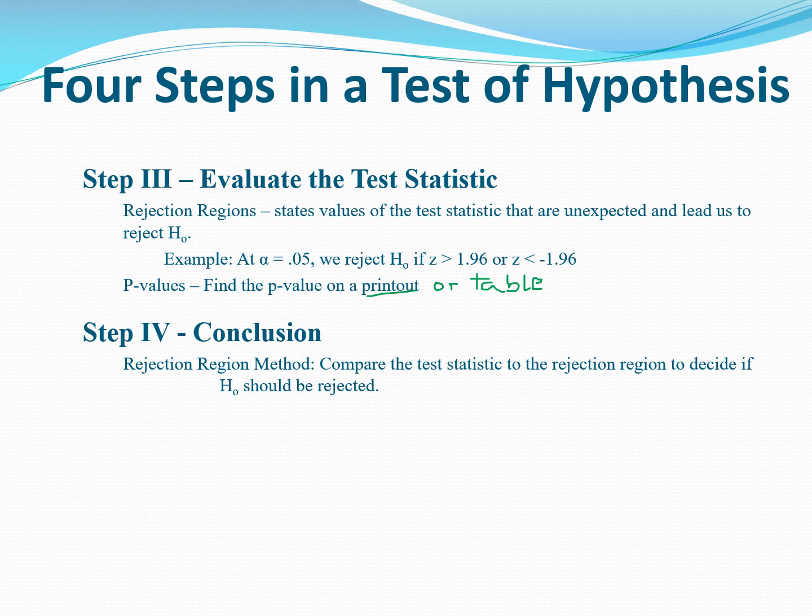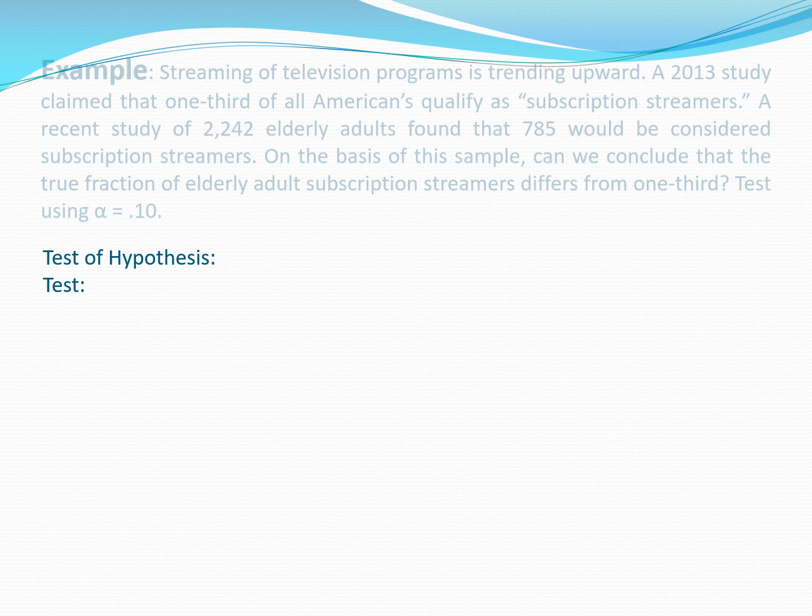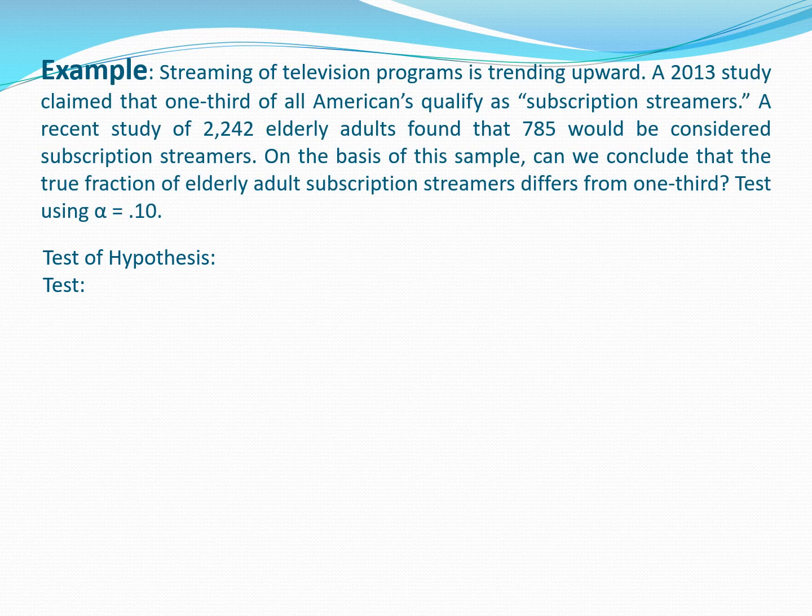We either compare the test statistic to the rejection region or we compare alpha to the p-value. It's the same thing. It's just another example of a test of hypothesis. So it'll look like this. At alpha equal 0.05, if we reject, there's sufficient evidence. If we fail to reject, I'll do double lines here, there'd be insufficient evidence to indicate that the alternative is true. It's just another test of hypothesis. So what I want to do is go through an example with you. In the example, I'll do both the rejection region and the p-value approach, and we'll go from there.